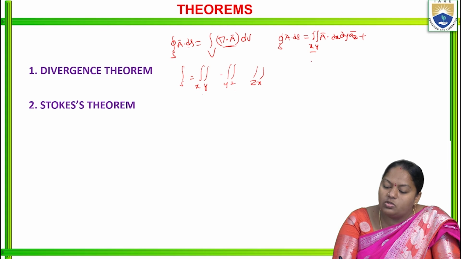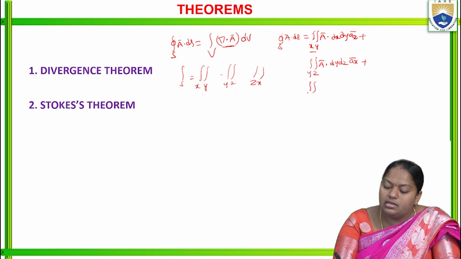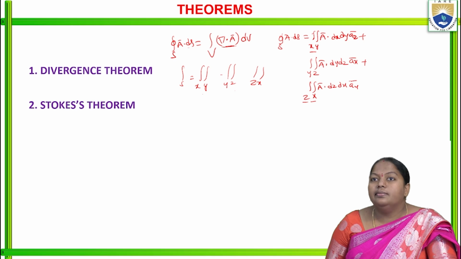Plus, similarly the next component, if you consider yz, then A dot the x direction component, dy dz into ax. Plus, the third one is the integral over the zx plane, A dot ds, where z and x are the variables, so dz dx into ay can be written.